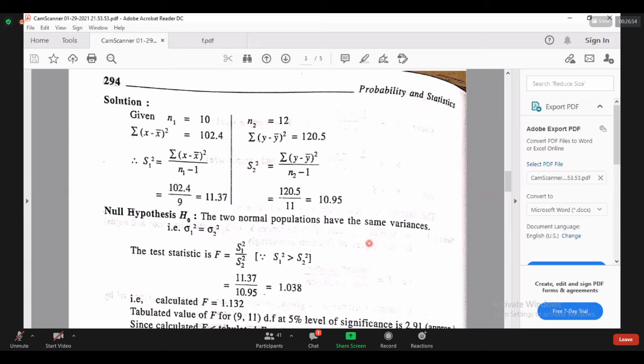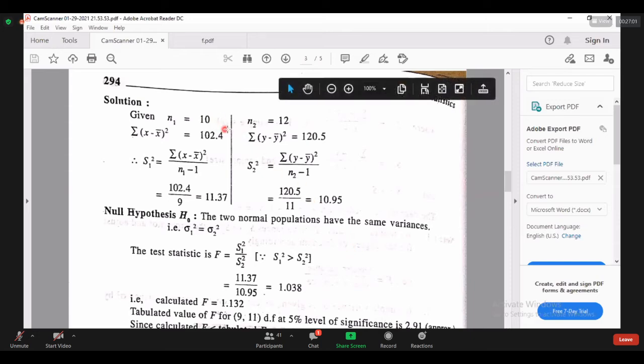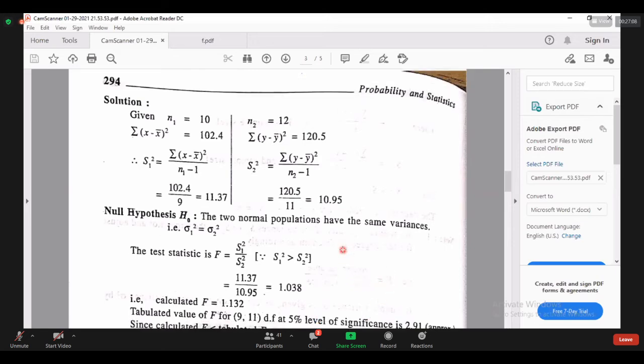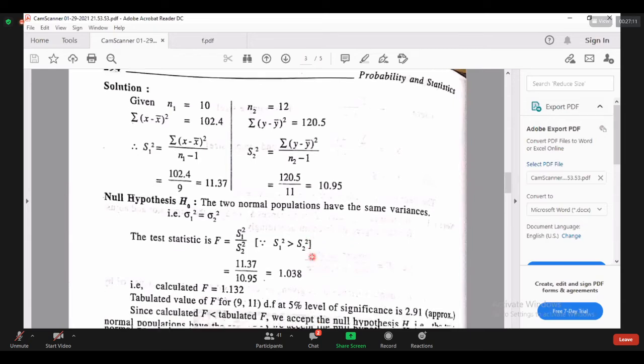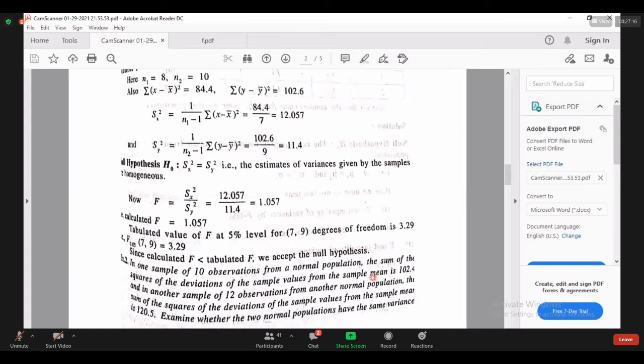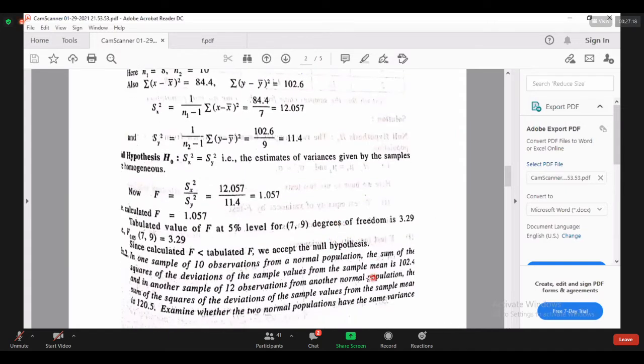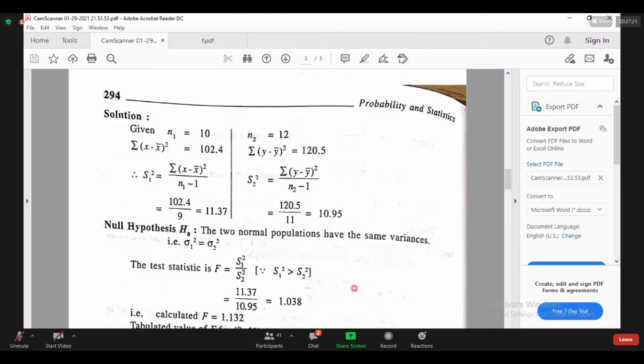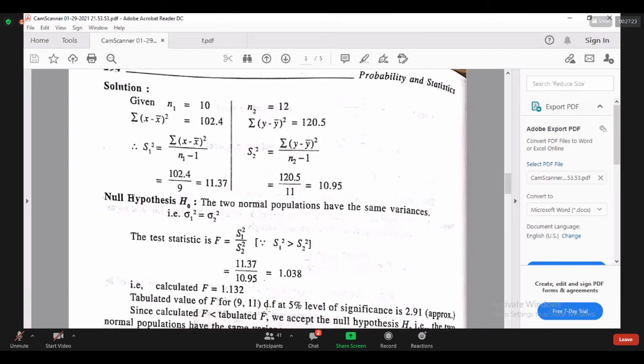Yeah, the first random sample size minus 1, comma, second random sample size minus 1. The first sample size is 10, so 10 minus 1, comma, 12 minus 1, that is 9 comma 11. And what is the level of significance? Yes, Asma, very good. If the question mentions the level of significance, you can take that one. Otherwise, generally 5% level of significance. See here, alpha is 5% level of significance, and degrees of freedom is 9 comma 11.